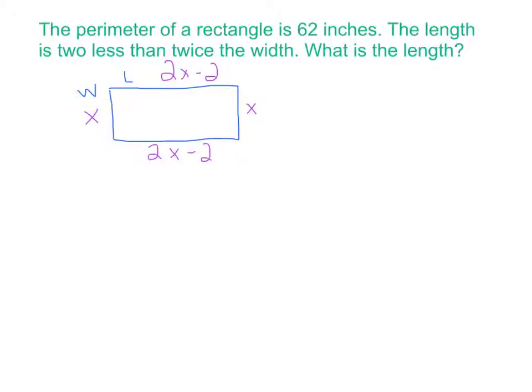To help me remember to include all 4 sides, I'm going to fill in the other sides of my rectangle. Now that I have my key, I need to make my equation. So we use the first sentence that tells us the perimeter is 62 inches to make our equation. So 62 is the sum of all 4 of those sides.